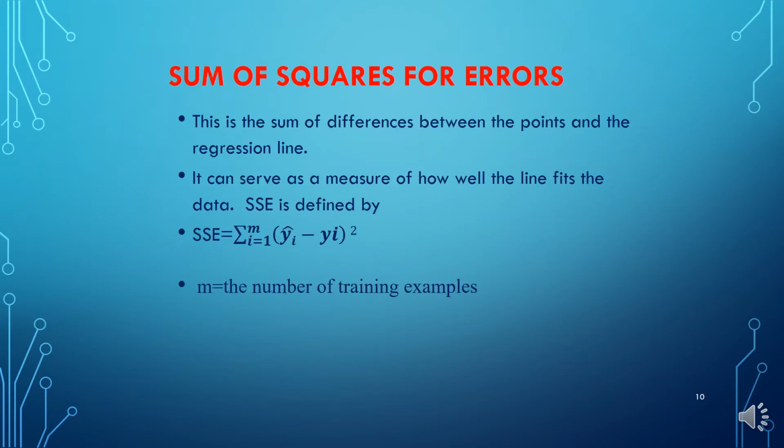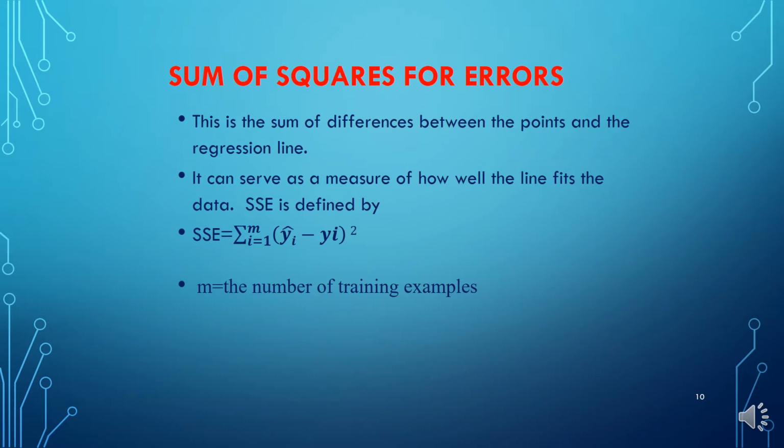The sum of squared errors is the sum of differences between points and the regression line. See, the regression line is the one which we choose. The points are already there, past experience. Okay, we try to find out by choosing a particular line what is the sum of differences squared. It can serve as a measure of how well the line fits, or how well the model fits the data.